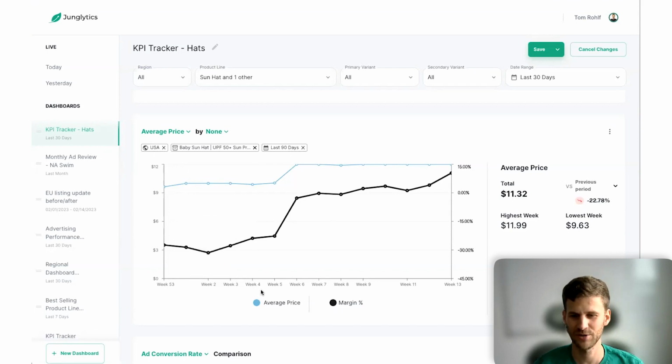So you can see in this chart, we have average price as the light blue line. And on February 1st, around that time, we updated the price to $11.99 from its former price of $9.89. So we were super curious about how this would affect our margin, which is also plotted in this chart. And it looks like it significantly increased our margin from being negative to being positive, which is obviously great.